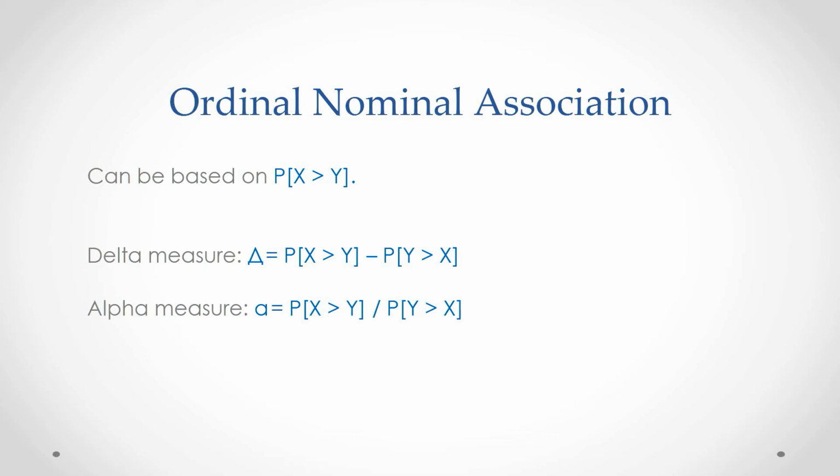As I said before, we can choose to ignore the fact that one of the variables is ordinal and continue to use odds ratios. However, we can get more informative measures based on probability of x greater than y. We define two concepts. The first is the delta measure, which is probability of x greater than y minus probability of y greater than x.